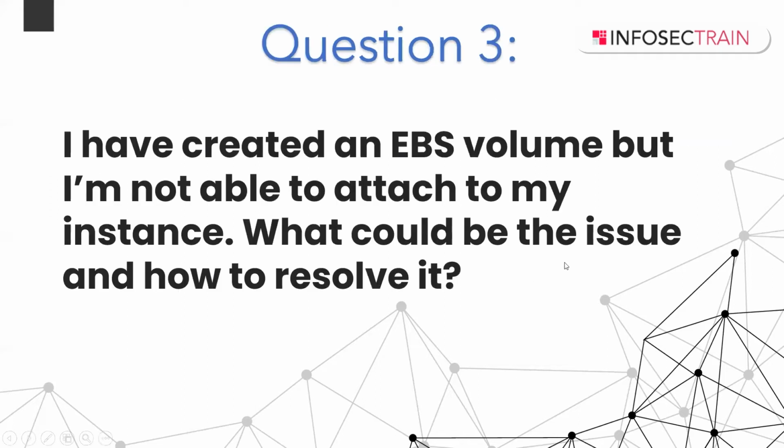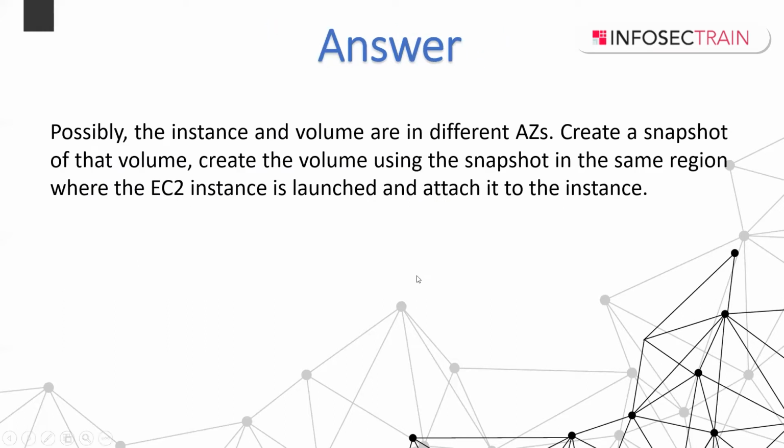Now, if I have created an EBS volume, but I am not able to attach it to my instance, what would be the issue and how to resolve it? Possibly the instance and volume are in different AZs. Create a snapshot of the volume. Create the volume using the snapshot in the same region where the EC2 instance is launched and attach it to the instance.